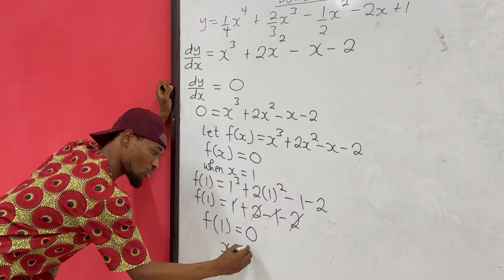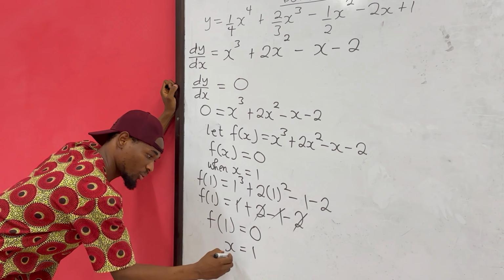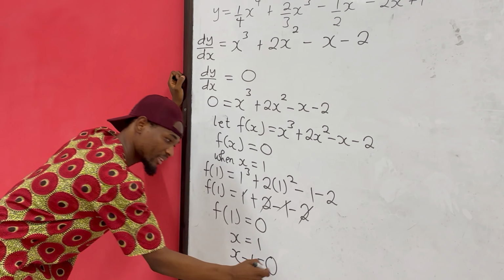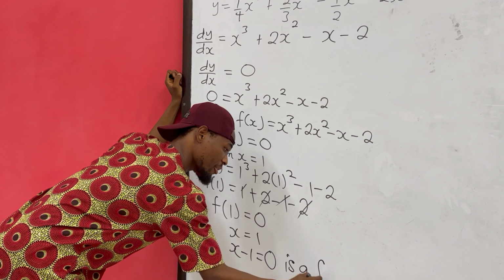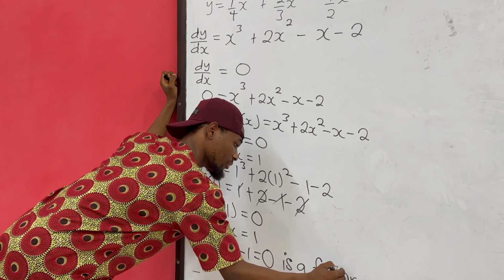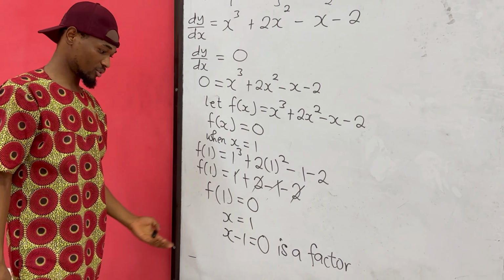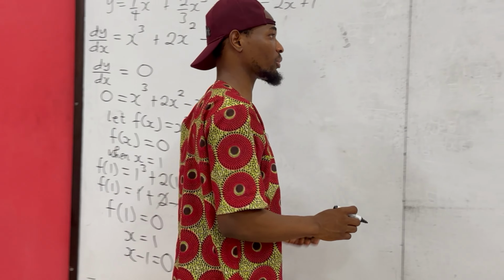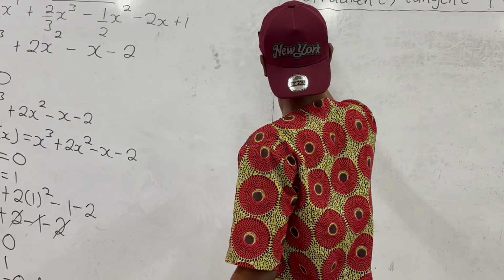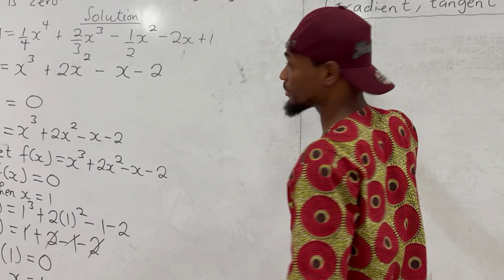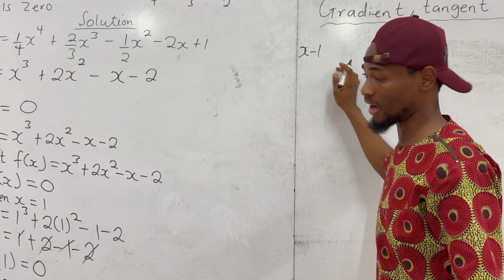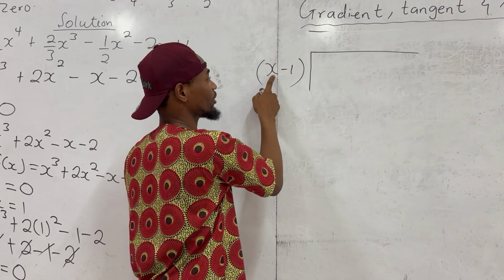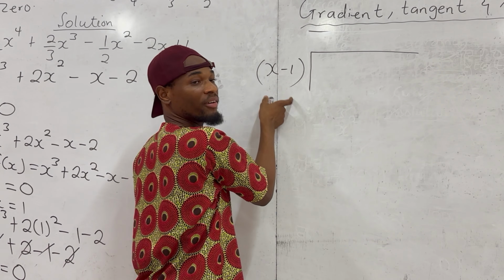So if x is equal to 1, this is the same as x minus 1 is equal to 0. This is a factor. So therefore, for want of space, I will come here. My x minus 1, which is my factor, will serve as the divisor.